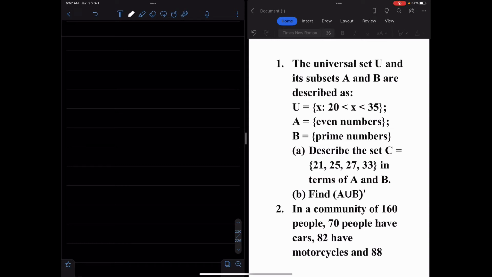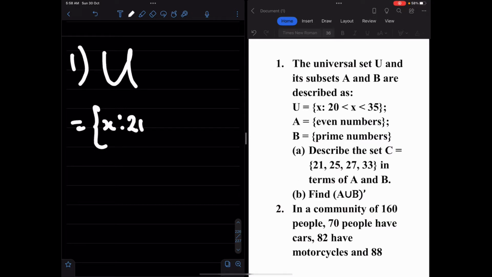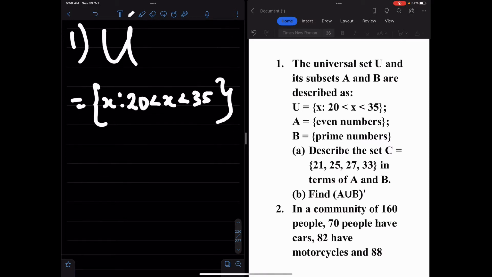Now let's do this very, very quickly. Number one, the universal set U and its subsets A and B are described as U, which has elements X such that 20 is less than X and X is less than 35.